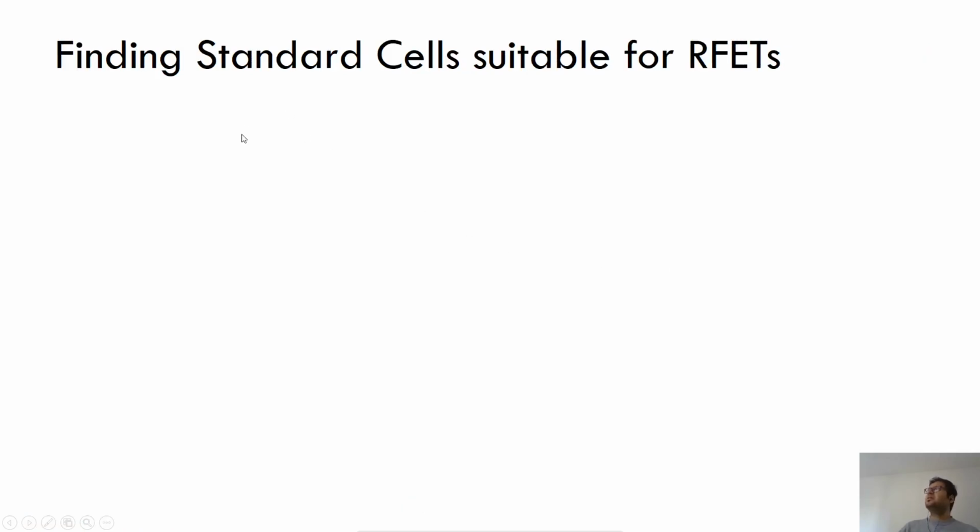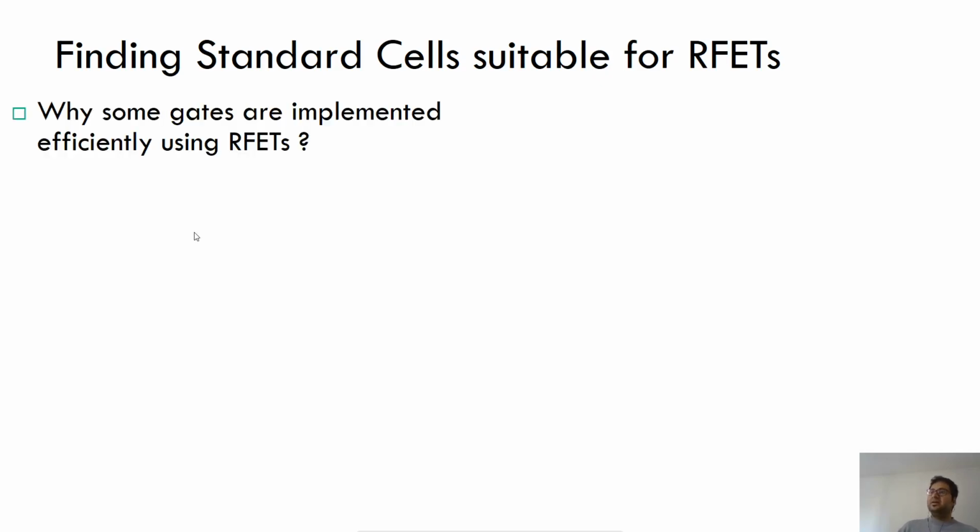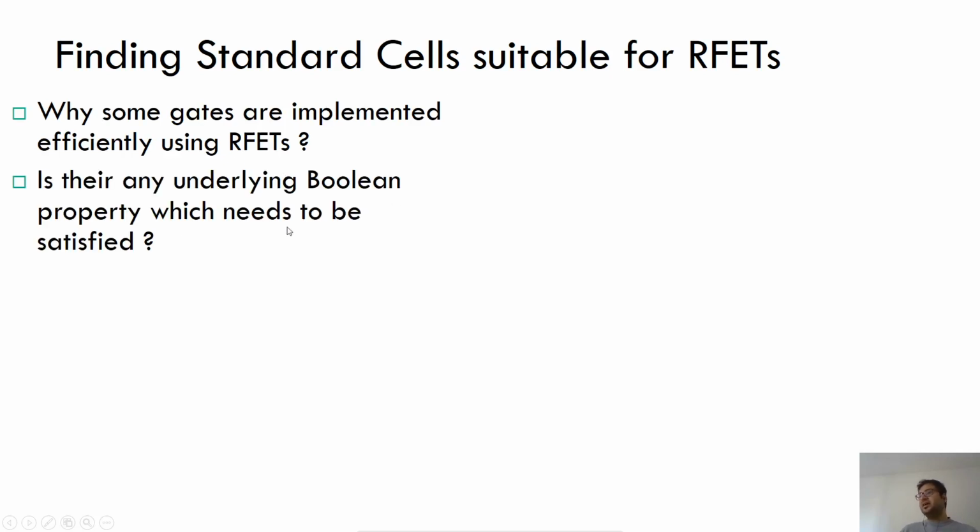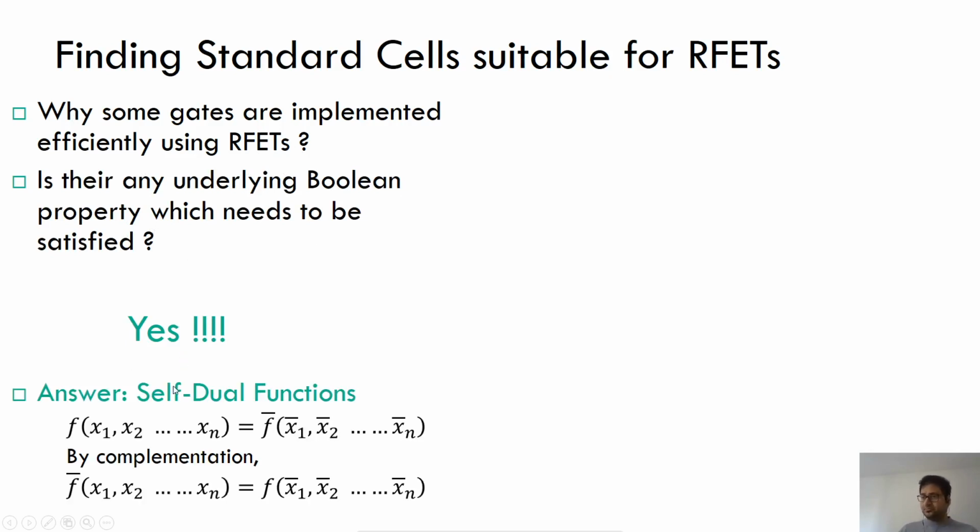The next thing we took up is how we can find standard cells which are suitable for RFETs. Like we had this minority and XOR3. What others? We looked at these questions: why are some gates implemented efficiently using RFETs, and is there an underlying Boolean property which needs to be satisfied? And the answer is yes. The answer is that self-dual functions are implemented cheaply in RFETs.